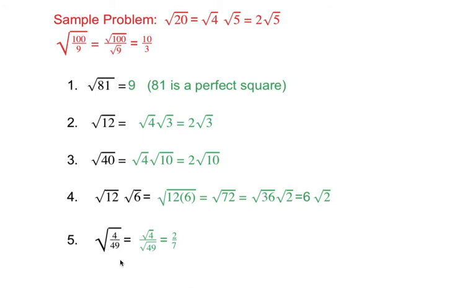And the last one is a fraction under a radical sign. They're both perfect squares. The numerator and the denominator are both perfect squares. So root 4 over root 49 just becomes whole number 2 over whole number 7. No radical sign or square root sign is needed in the answer.